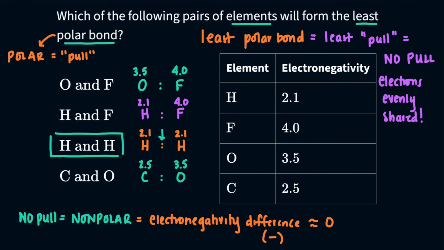Which of the following would have the least polar bond? Least polar means most nonpolar, non-pull, or no pull. So it's got to be of the same atom. And there you go. What'd you think?